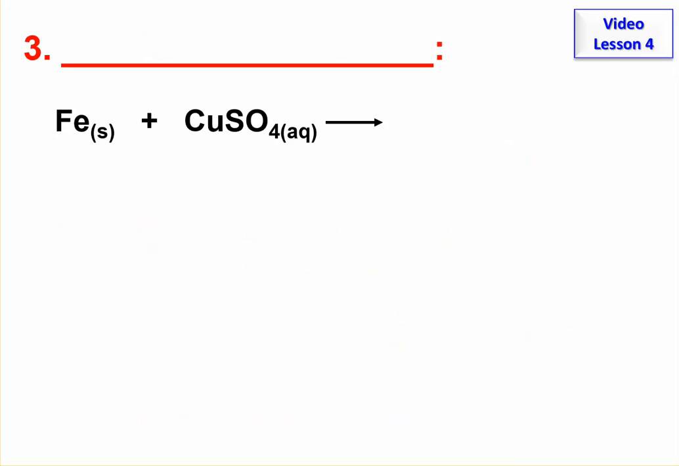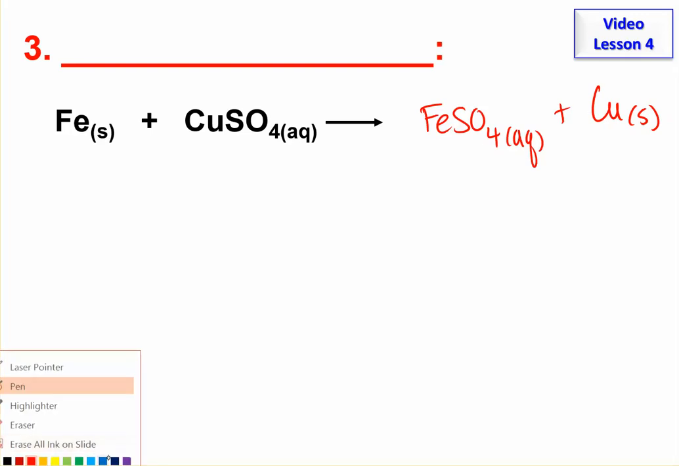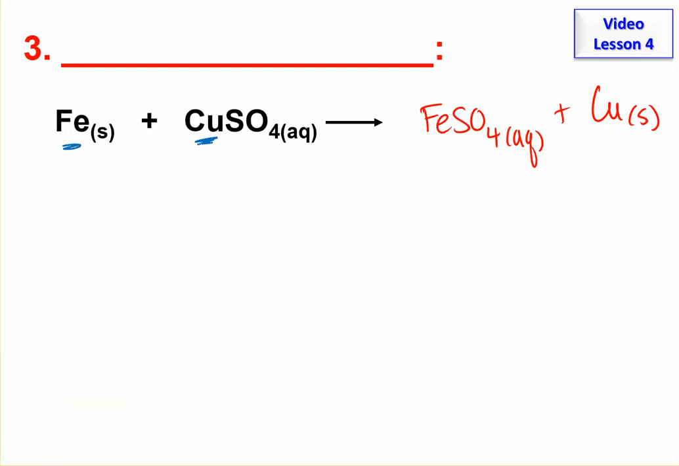Okay. This next one involves something replacing something. So let's look at the products. Can you tell what is replacing what? The iron is replacing the copper in the compound. Since it's just one element replacing the other, we'll call this single replacement.